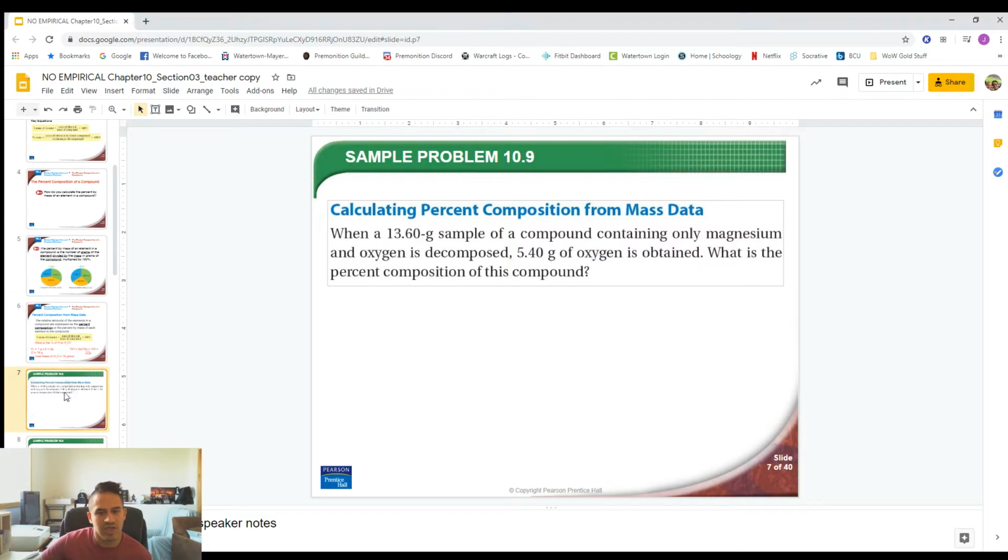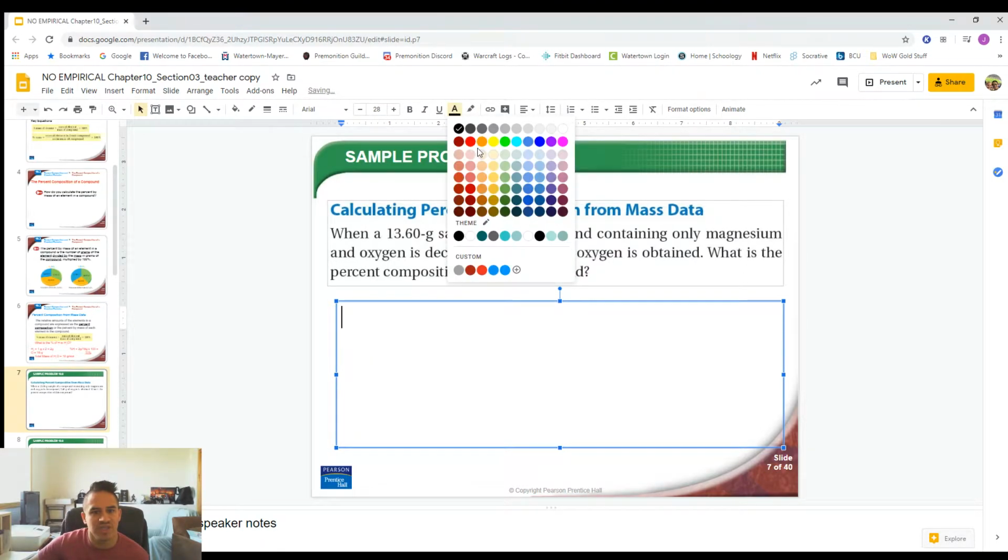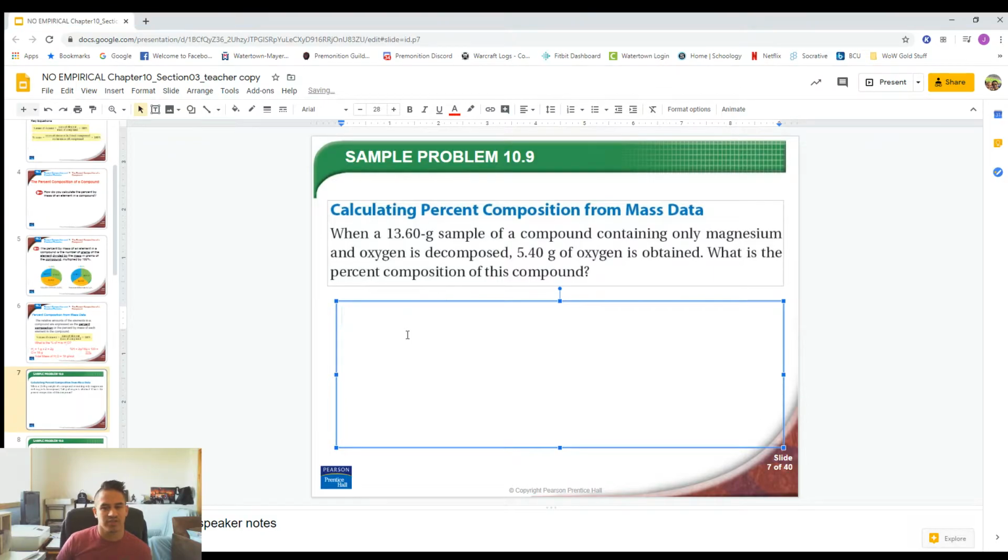So let's take a look at an example problem here, so it will make a little more sense, and then we'll go from there. This problem says, when a 13.60 gram sample of a compound containing only magnesium and oxygen is decomposed, so decomposed means it's breaking apart, 5.40 grams of oxygen is obtained. What is the percent composition of this compound?